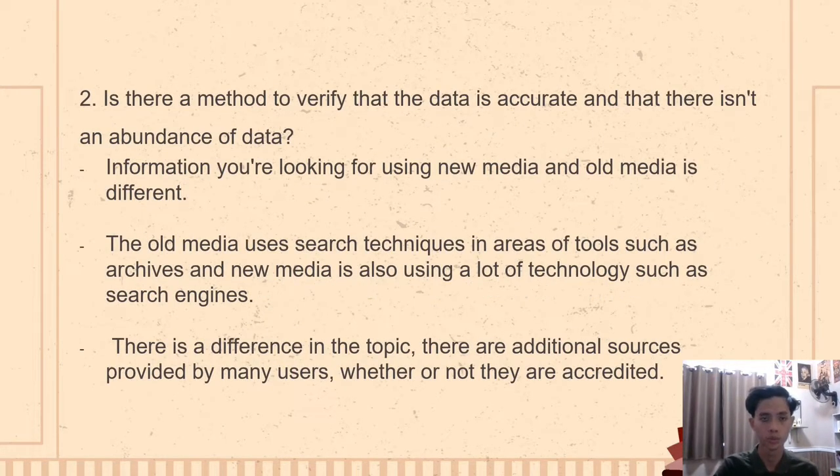The second issue of new media technology is whether there is a method to verify that the data is accurate and that there isn't any falsified data. The way you look for information using new media technology and old media technology is so different. We can see it from the search technique. For example, old media uses tools such as archives, and new media uses a lot of technology such as search engines. When we use new media technology, there is a lot of information that we can get in a second. On different topics, there are additional sources provided by many users, whether or not they are accredited, compared to old media technology.